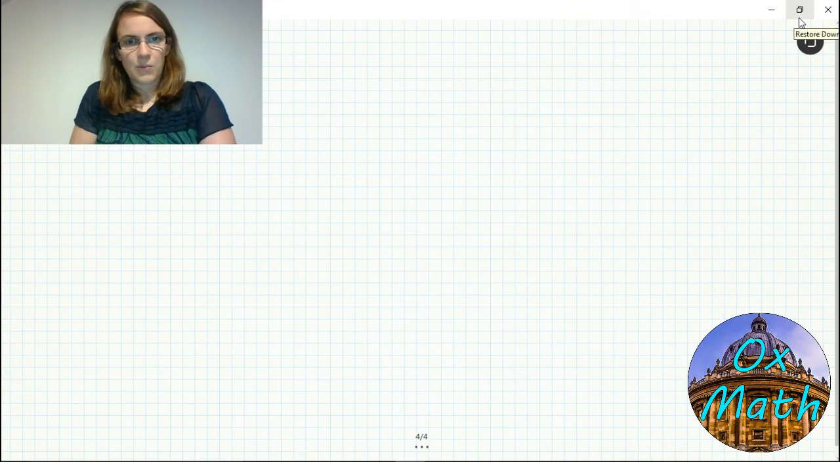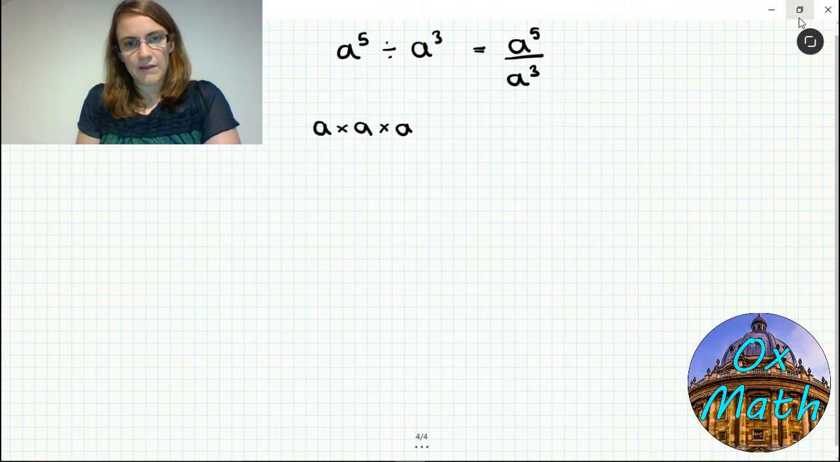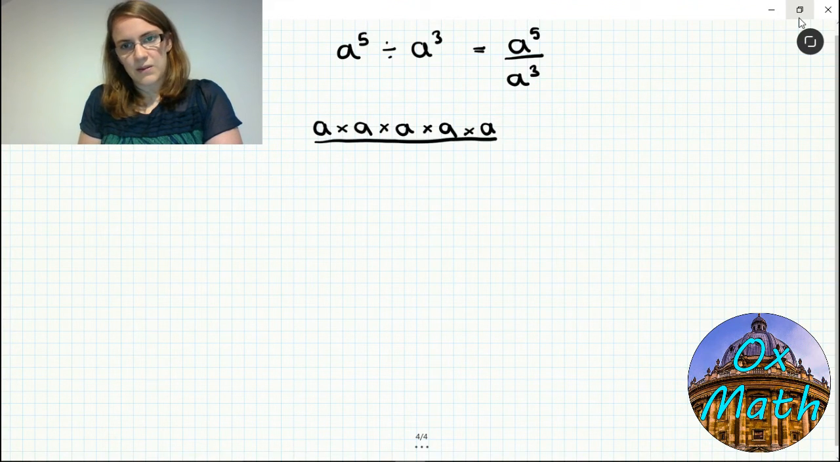So we've looked at what is happening if we are multiplying two numbers with the same base, but what about if we are dividing two numbers by the same base? Now, a to the power 5 divided by a to the power 3, it is simpler to understand if we write it as a fraction. Remember, a fraction is just a division, so this also means a to the power 5 divided by a to the power 3. Now, if we think about what a to the power 5 means, it means that we are using a 5 times in a multiplication. So we've got a times a times a times a times a on the top, and we are using a 3 times in a multiplication on the bottom.